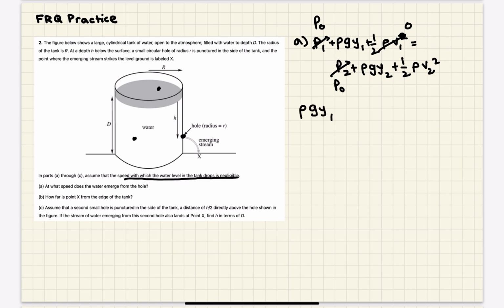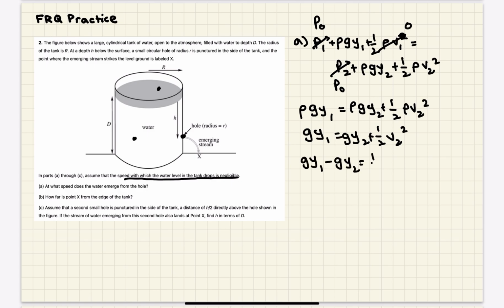We have rho gy1 is equal to rho gy2 plus 1/2 rho v2 squared. Okay, let's cancel off a rho. We have gy1 is equal to gy2 plus 1/2 v2 squared. Let's move the gy's to this side. We have gy1 minus gy2 is equal to 1/2 v2 squared. And so multiplying by 2, we get v2 squared is equal to 2 times g. We can actually factor out a g times y1 minus y2. And v2 is equal to the square root of 2g times y1 minus y2.